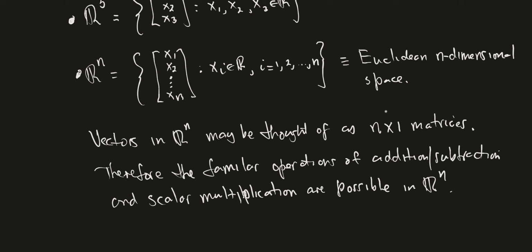Why? Because the dimensions would be different. You'd have a 3 by 1 and a 5 by 1, and we can't do that, right? So just using matrices as a template allows us to carry a lot of those operations over. Now, not all of them will carry over.